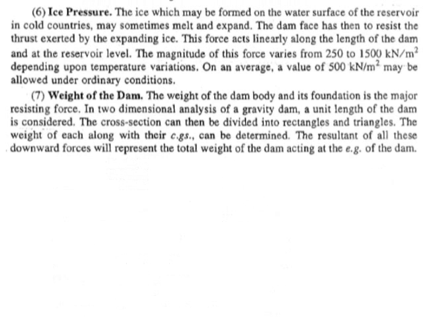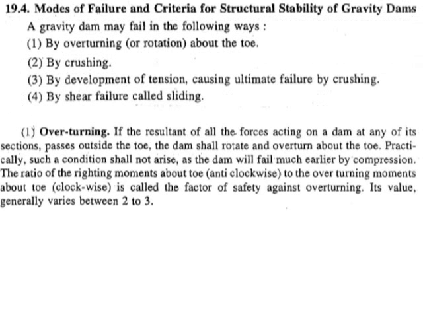And then last, the weight of the dam. The weight of the dam is nothing but the volume contained by the dam multiplied by the density of the concrete. We assume it as 24 kN per meter cube. Next, let's talk about the modes of various failures also.